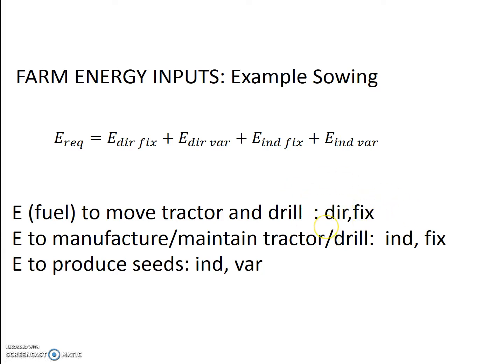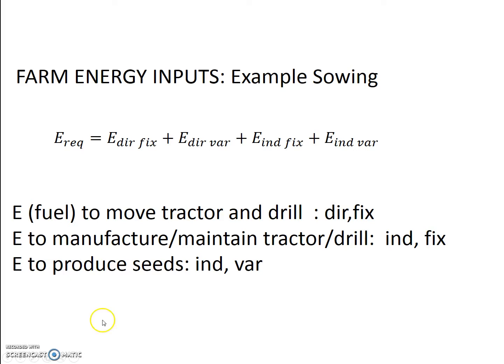But before we can sow, we need to buy a tractor and a drill, and the energy spent to manufacture and to maintain the tractor and the drill would be inputs of energy that are indirect because they are performed before the agricultural activity, and they are fixed because they do not depend on what will be the use of this machinery.